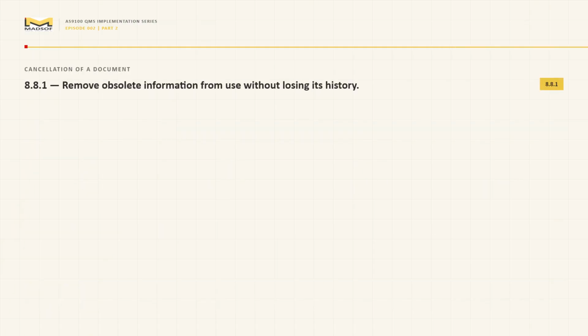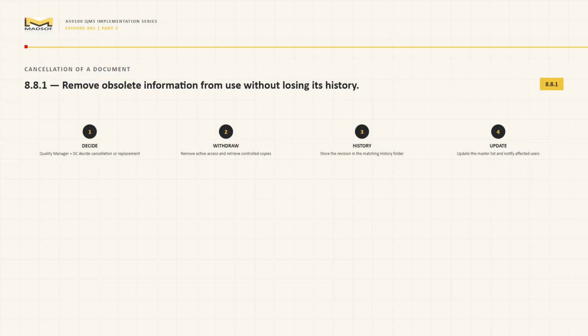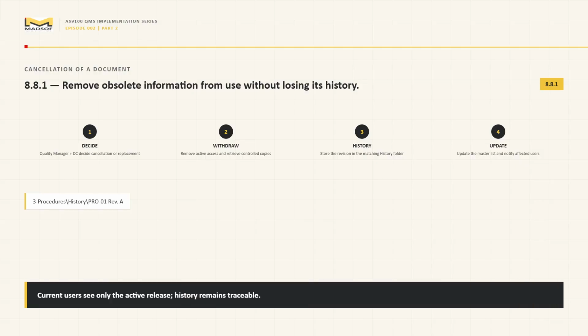Now let's address cancellation. Under Requirement 8.8.1, the quality manager and document control manage the decision to cancel or replace a document. Remove active access, withdraw controlled copies, and transfer the canceled or superseded revision to the correct history folder. Then update the general list of documents and notify affected users. Current information remains easy to find, while previous revisions remain traceable.